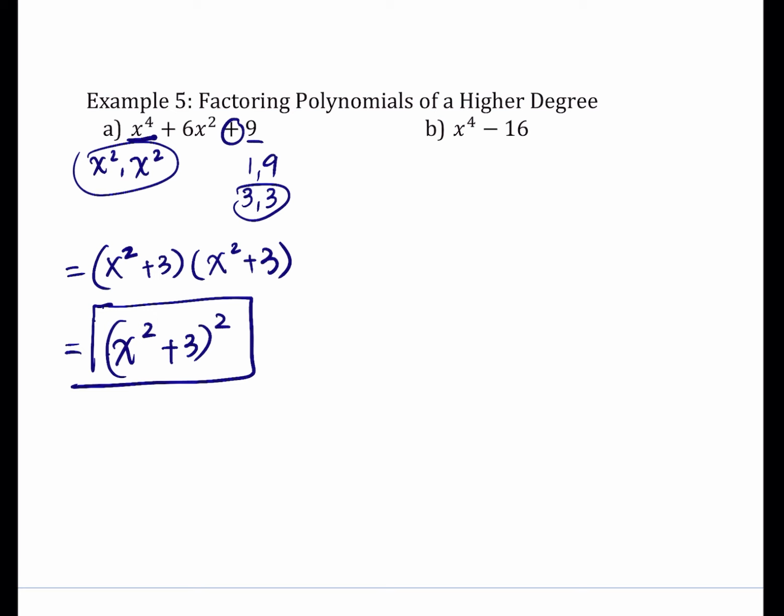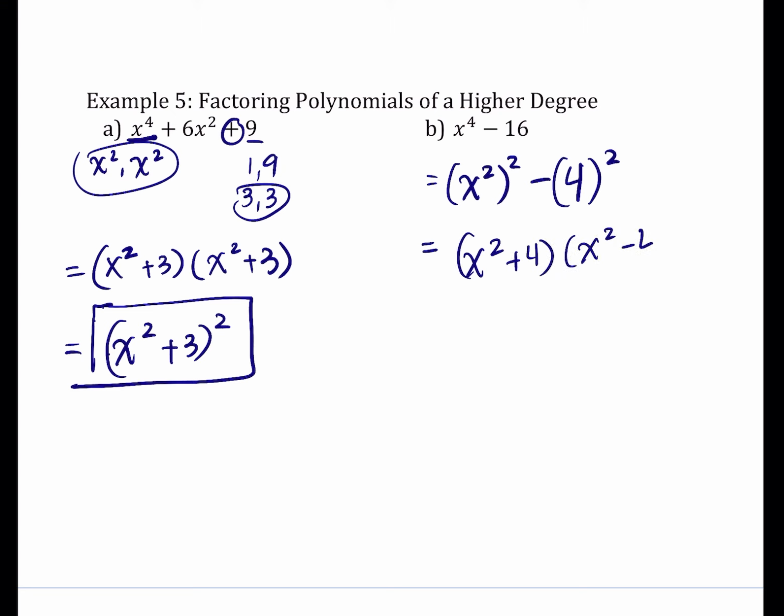Moving on to letter B, x to the 4th minus 16. Notice that each of these are perfect squares. So whenever you have a variable raised to an even number, it's a perfect square. So this is actually just x squared squared minus 4 squared. There again, we're using the same difference of squares formula, where it's going to be x squared plus 4 times x squared minus 4.